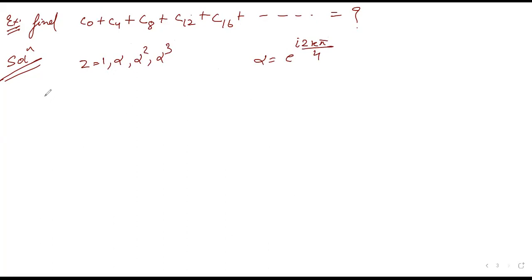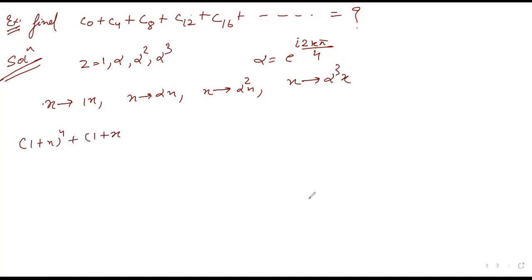Got it? So what we will do, we will get the sum. x will be replaced by 1x, x will be replaced by alpha x, alpha square x, and alpha cube x. So how will I get it? 1 plus x raised to the power n, 1 plus alpha x raised to the power n, 1 plus alpha square x raised to the power n, 1 plus alpha cube x raised to the power n. And what will I get? What is the term that will be there?